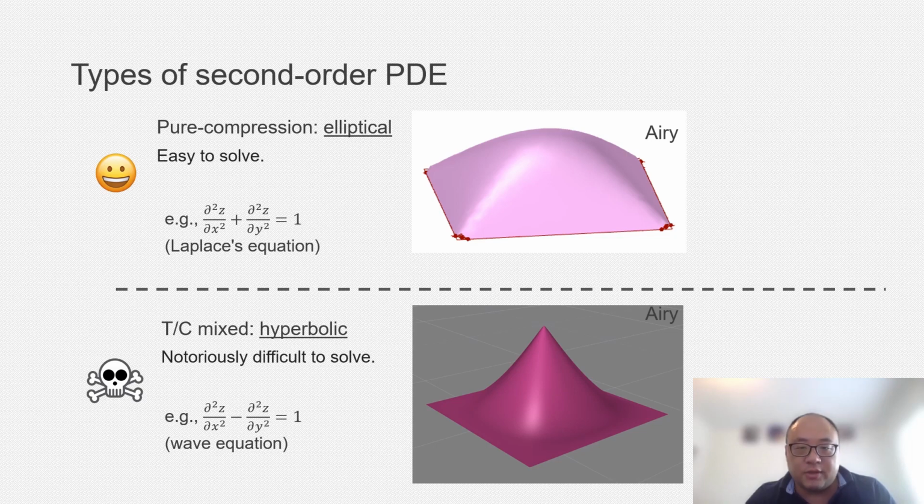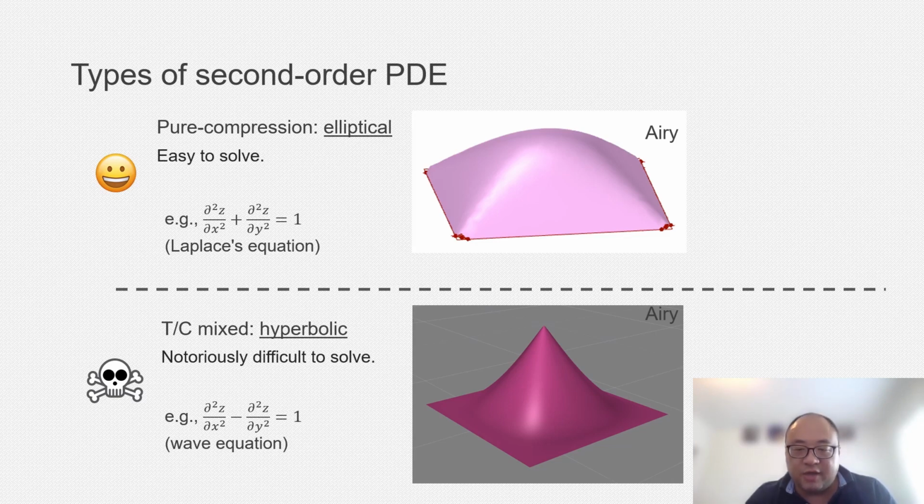By contrast, the tension-compression mixed type is hyperbolic, which is known to be notoriously difficult to solve. A well-known example of this type is the wave equation. As it describes wave propagation through time, it is usually solved by giving the initial values of the wave at an initial time and performing incremental numerical integration by updating the wave state with sufficiently small time steps. However, to find the shell form, we must deal with a boundary value problem rather than an initial value problem.